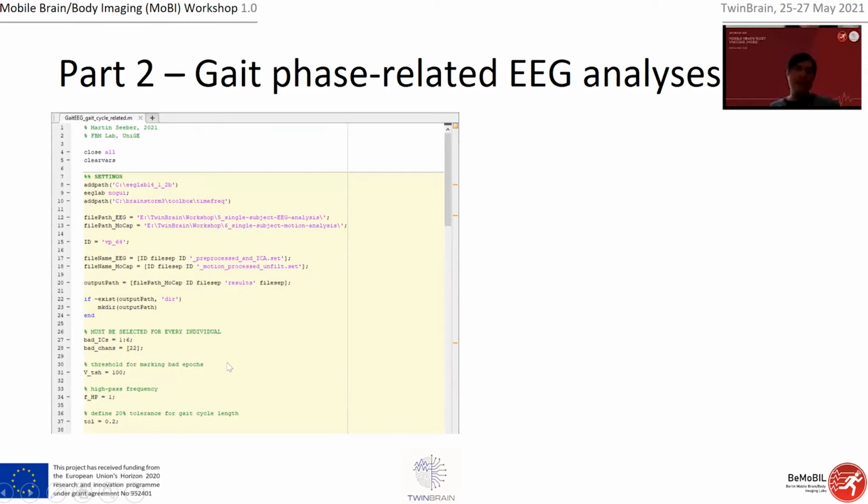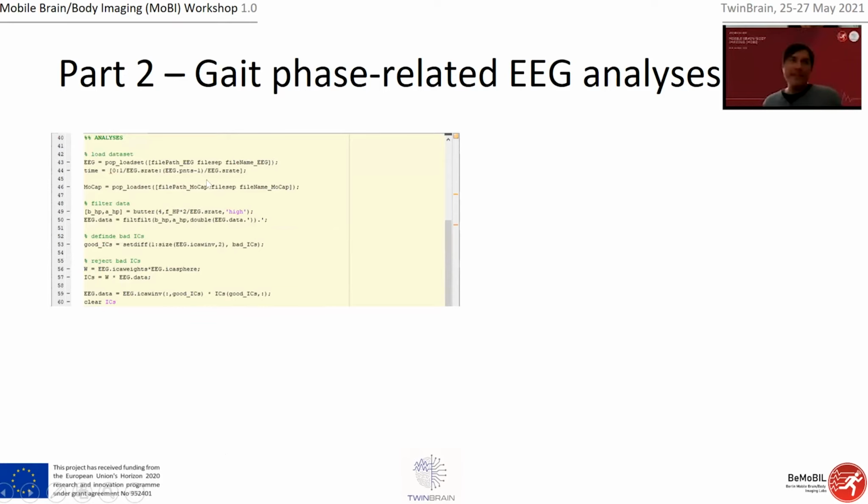I want to explain which kind of components I was selecting and how I did the thresholding. But basically, I did the same thing here. I just looked at different subjects to have some variance in the presentation. Again, I used a threshold of 100 microvolts and a high-pass filter of 1 Hertz. There is one parameter I'm going to dive into later: a tolerance of around 20%.